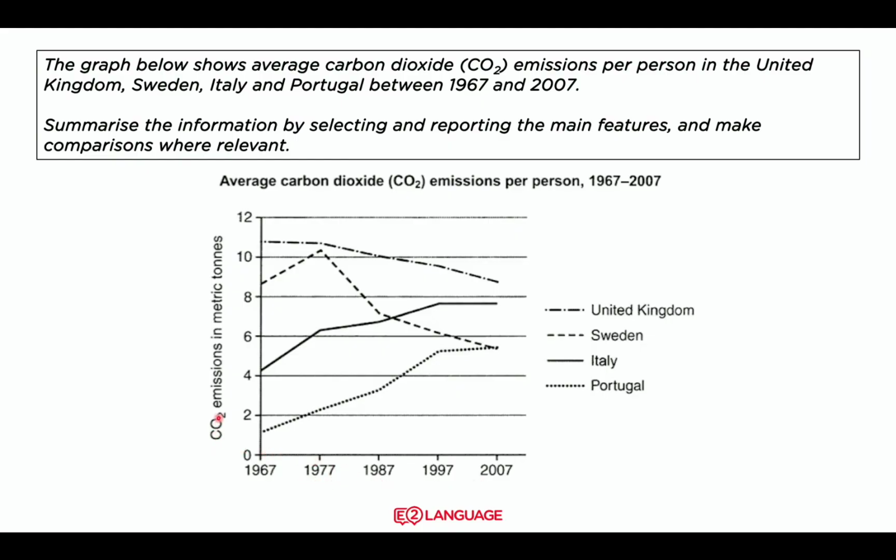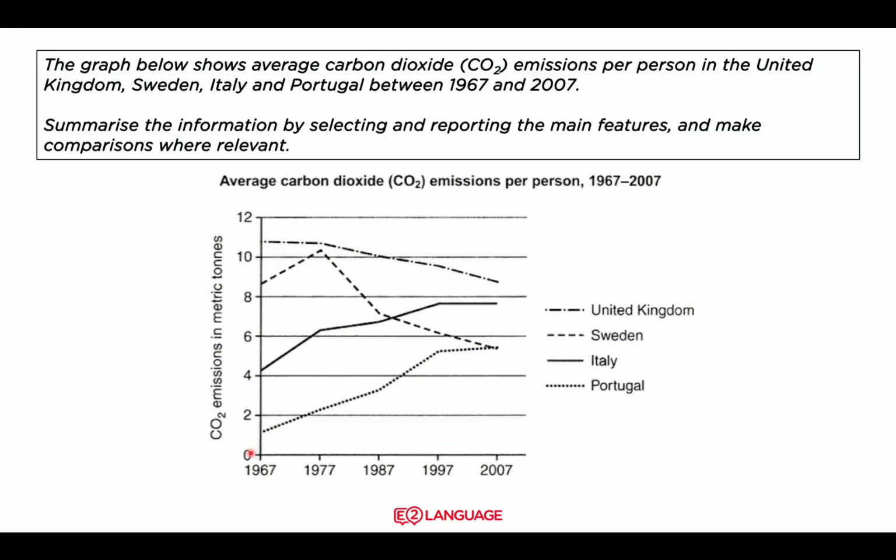Up the side, we've got emissions in metric tons, so pay careful attention to this. Sometimes this will say in thousands or in millions, so you need to look really carefully. So 2 metric tons, 4 metric tons, all the way up to 12. And we've got our 4 countries, the UK, Sweden, Italy, and Portugal.